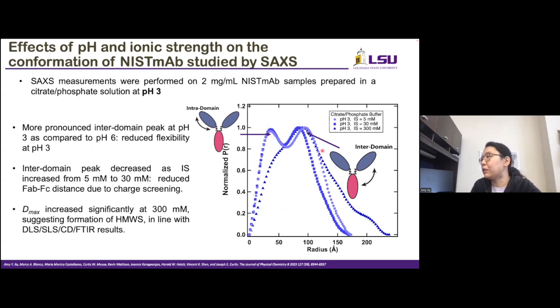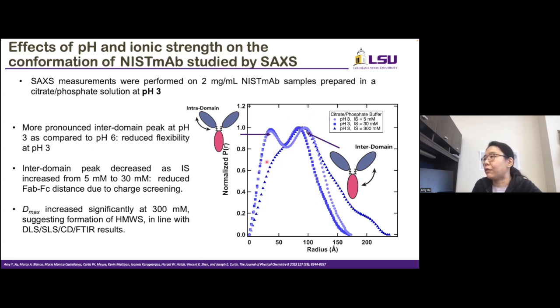And then the interdomain peak is shifted towards a lower distance, a lower radius, as the ionic strength increased from 5 to 30 millimolar, suggesting that the distance between the Fab and FC domain is reduced, probably due to the charge screening.